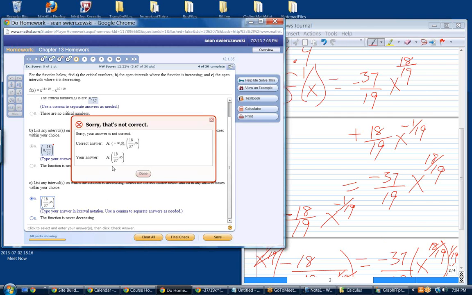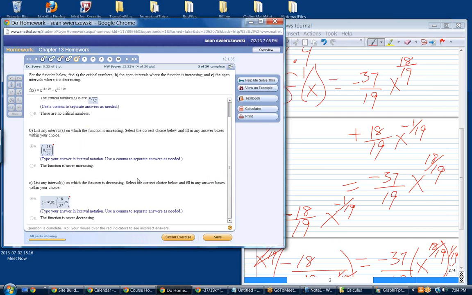I'm stumped. Let's go on to another one. I don't understand their answer. It doesn't jive with my graph either.